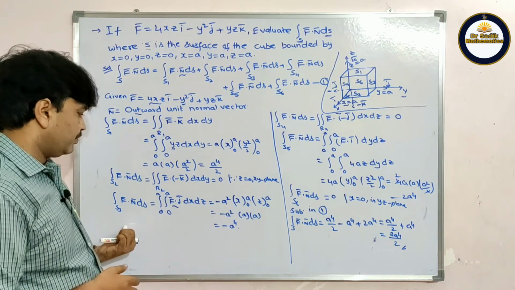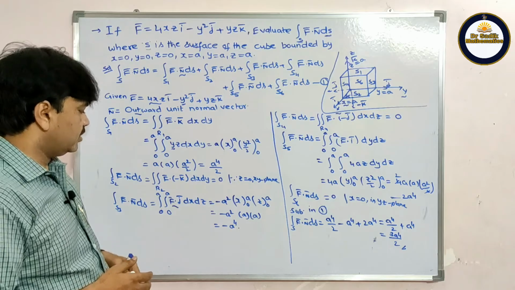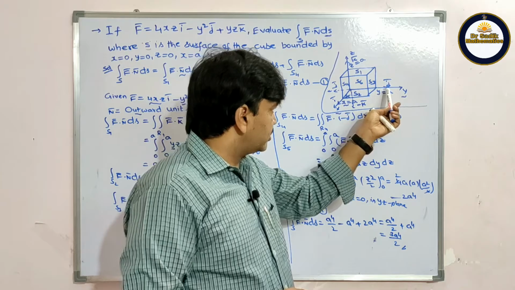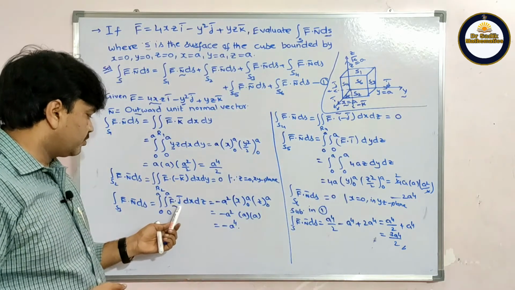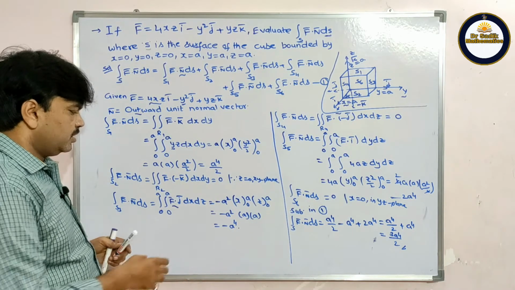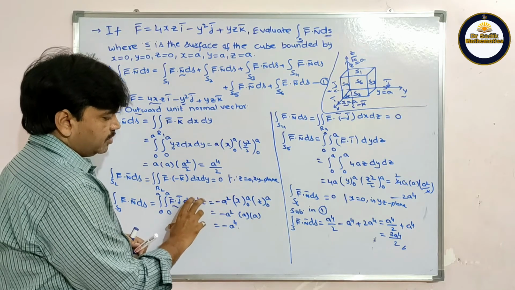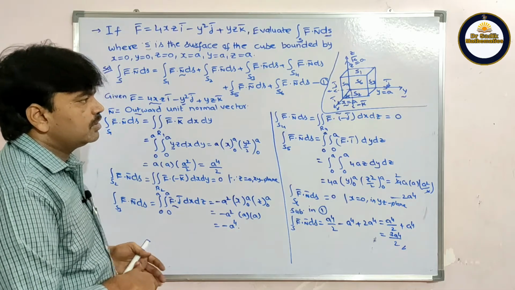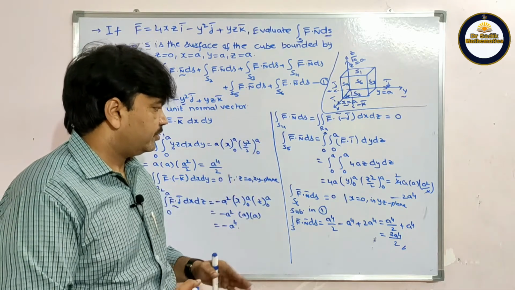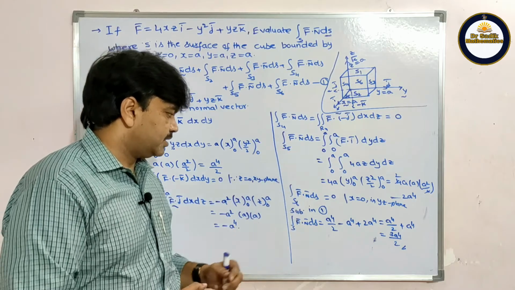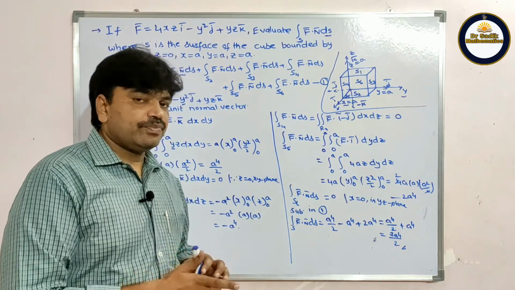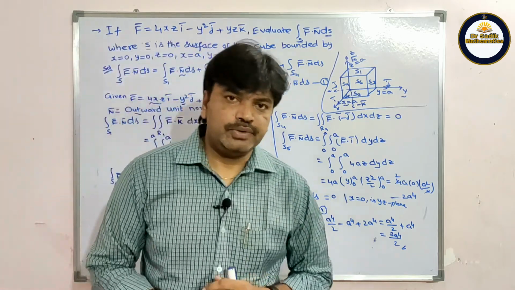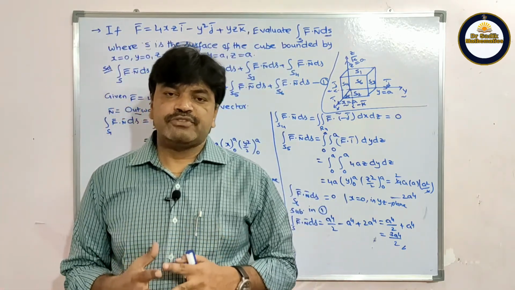Now take S3. What is the outward unit normal vector? It is j bar, so you write j bar in place of n bar. It is the xz plane. Apply the values and simplify, and we get minus a power 4. Similarly for S4, S5, S6. We add them, then we get the required integral value. Hope you understand, friends.